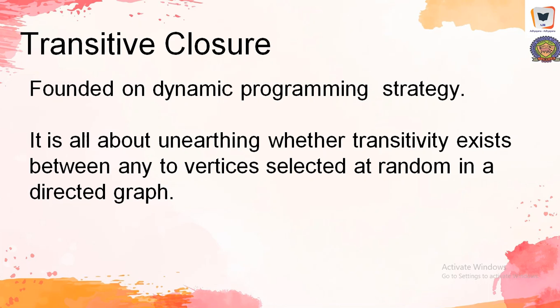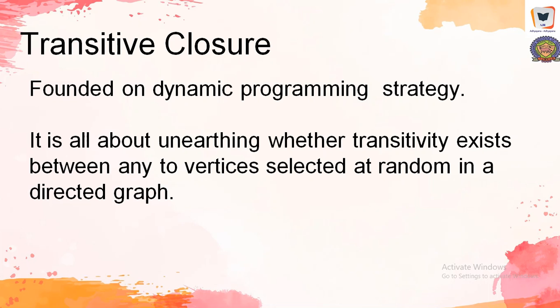Is city A connected to city F? If it is connected, how many stations are there in between? Are there any 3 stations or 4 stations? Therefore, how many intermediate cities are in between? And it will also count the number of paths that exist between any 2 vertices selected at random.